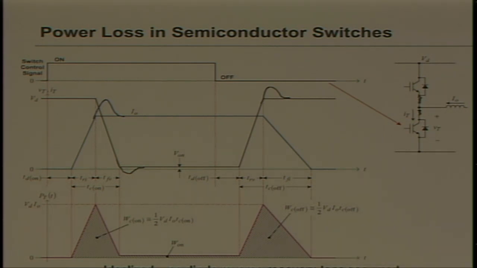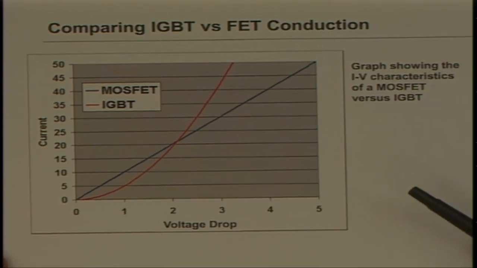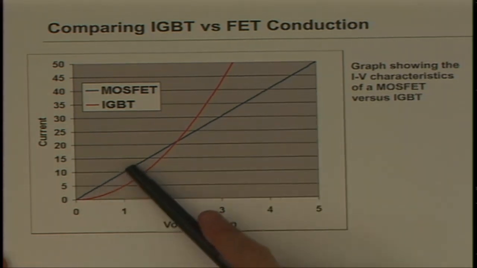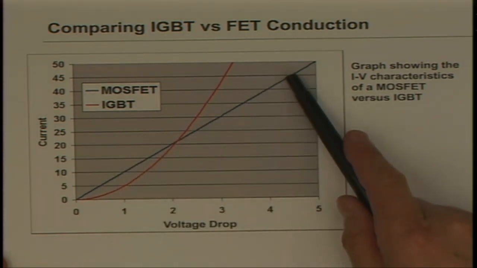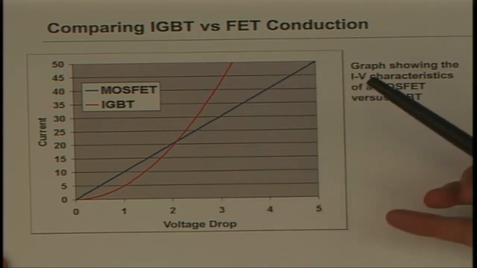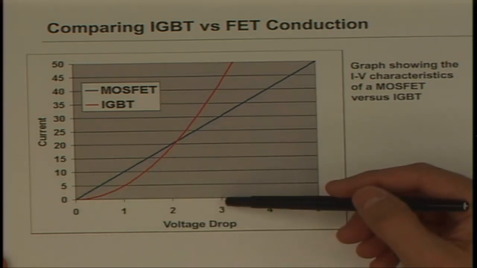So one of the questions might be, why use an IGBT at all? Why not just use a FET? Because you've got all these problems with minority carriers. It's not a very ideal device. And one of the reasons is that a FET has a linear characteristic in terms of its output, behaves like a resistor. So as you increase current, the voltage across it linearly increases.